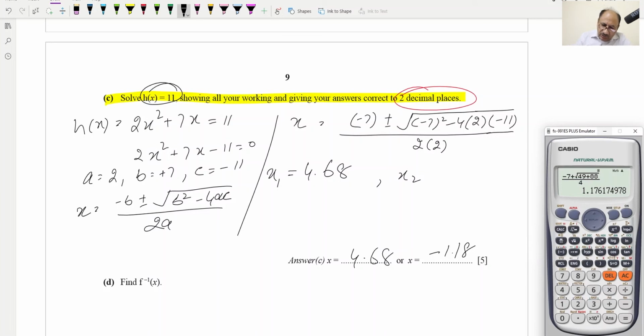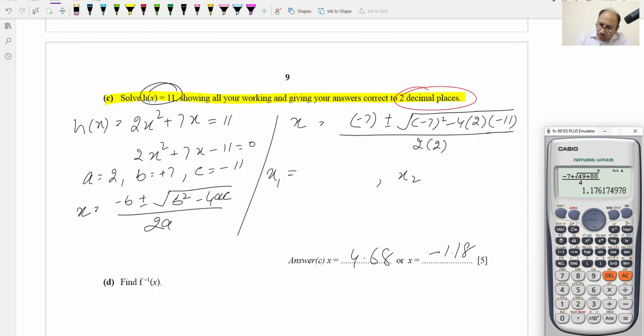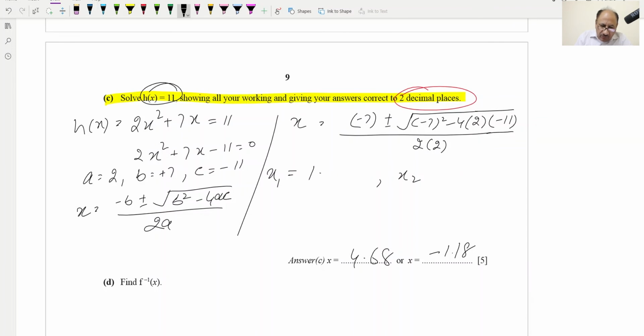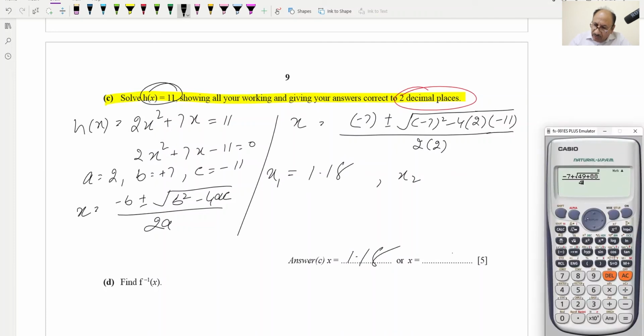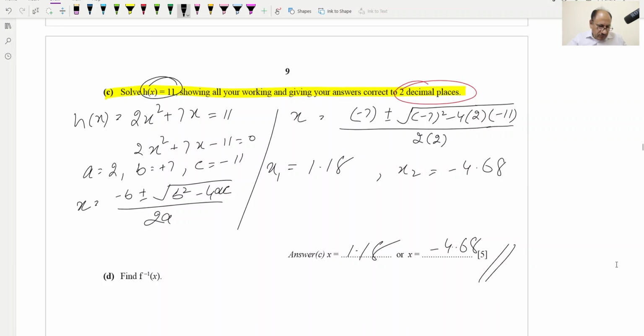1.18. So the plus value will be, I will rewrite these values. So it will be 1.18. The second value will be by changing plus into minus, and this is equal to minus 4.68. So we can write minus 4.68. These will be our two values, and this is a 5-mark question which we are done.